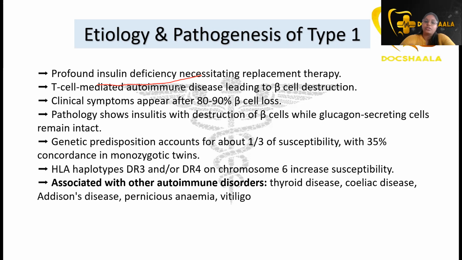It is a T cell mediated autoimmune disease leading to beta cell destruction. Clinical symptoms appear after 80 to 90% of beta cell loss. Pathology shows insulitis with destruction of beta cells while glucagon secreting cells remain intact. Genetic predisposition accounts for about one third of susceptibility with 35% concordance in monozygotic twins. HLA haplotypes DR3 and DR4 on chromosome 6 increase susceptibility. It is also associated with other autoimmune disorders such as thyroid disease, celiac disease, Addison's disease, pernicious anemia, and vitiligo.